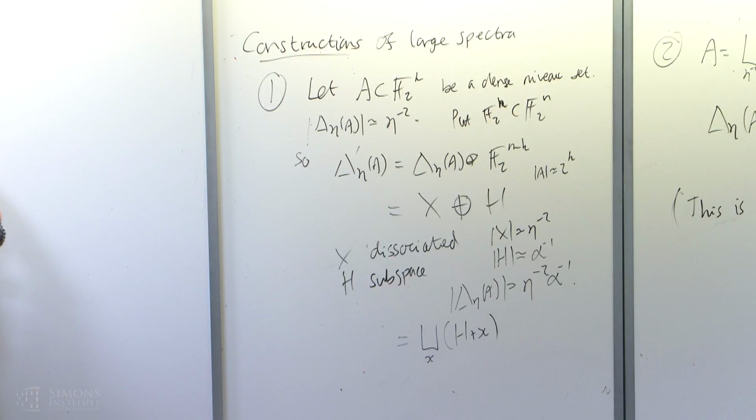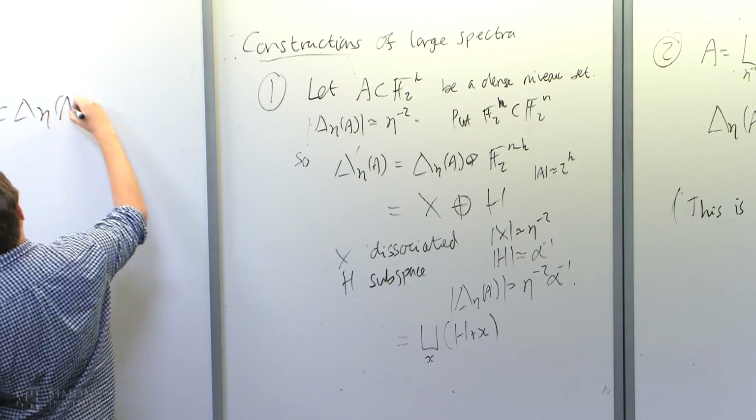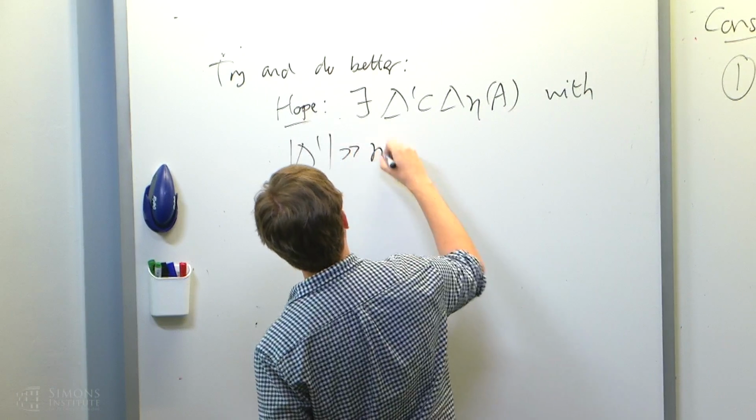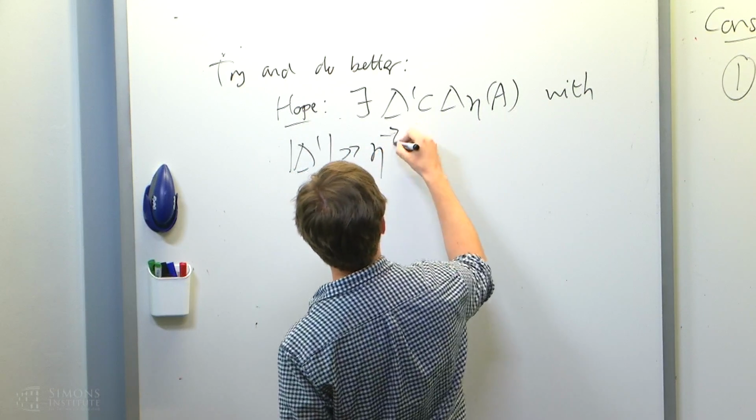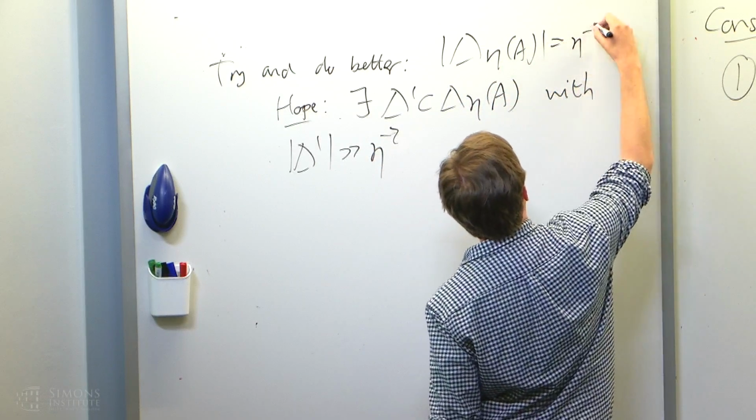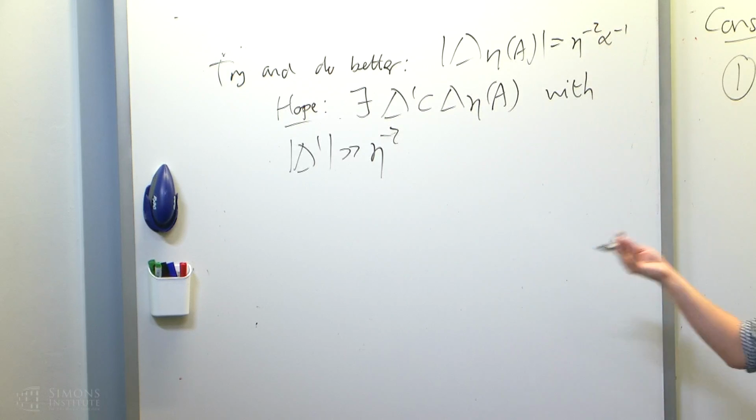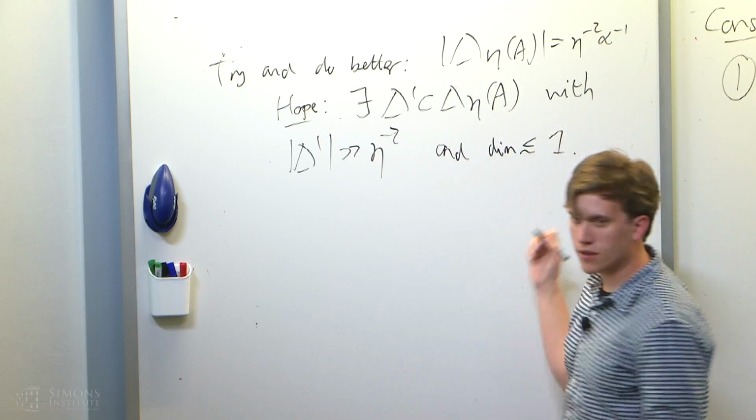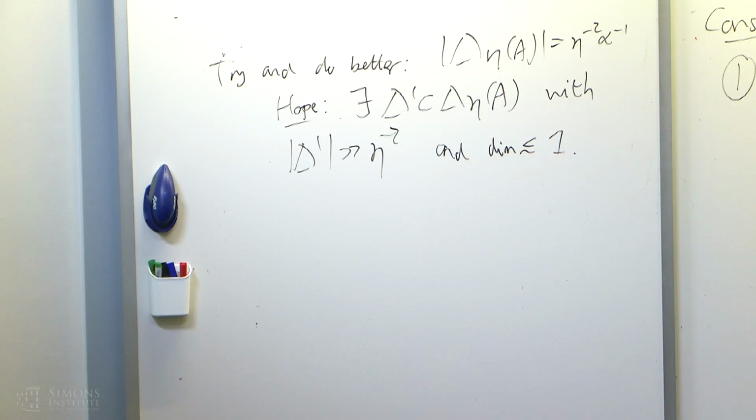So the hope is that there exists some subset of my spectrum with size at least eta to the minus 2, say. Again, I'm always thinking about living inside the large regime. So the hope is that there exists some subset of my spectrum which is large as a set, and the dimension is like constant up to log factors. If we can prove this, we'd be very happy, right? It'd be a wonderful world. We can't prove it because it's false.